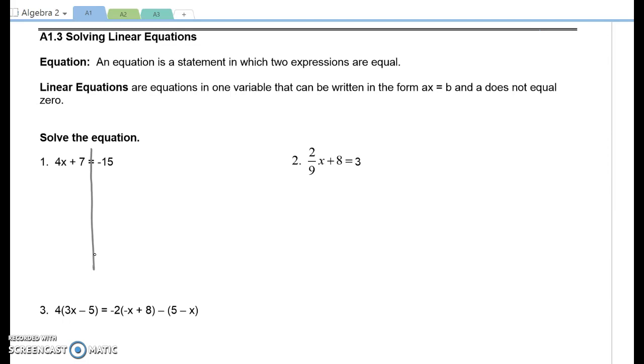So take 4x plus 7 equals negative 15. What do we do to solve this equation? Subtract 7. That will give us 4x equals negative 22.